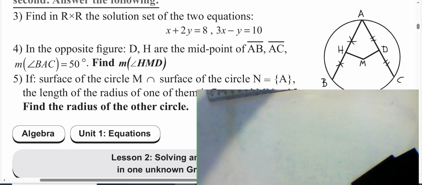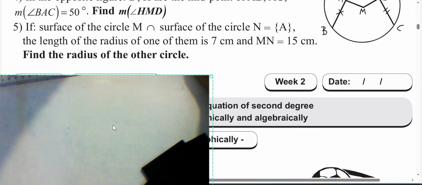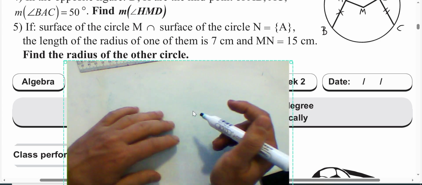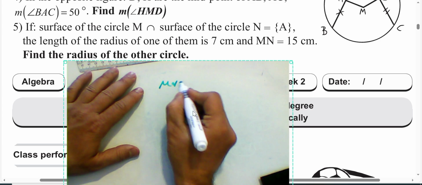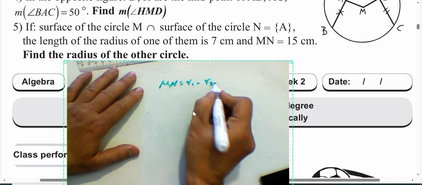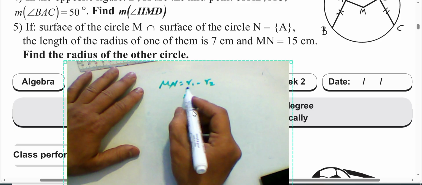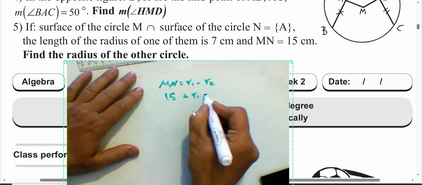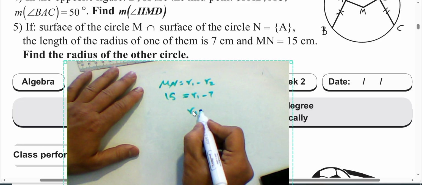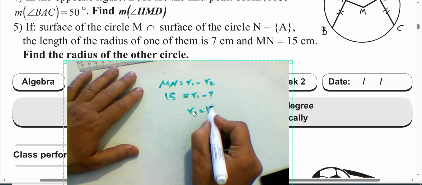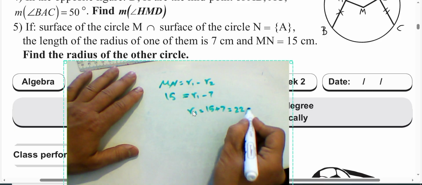Next question down, we have two circles tangent outside. Then MN will be R1 subtract R2. We have 15 equals radius 1 subtract 7. Then the radius 1 will be what? 15 plus 7 is 22 centimeters.